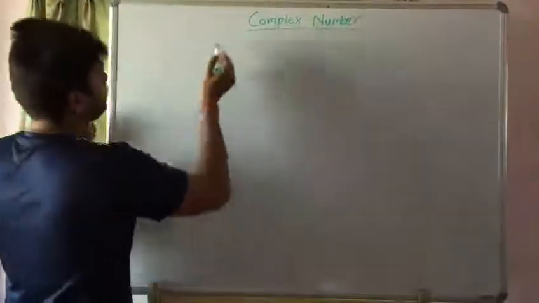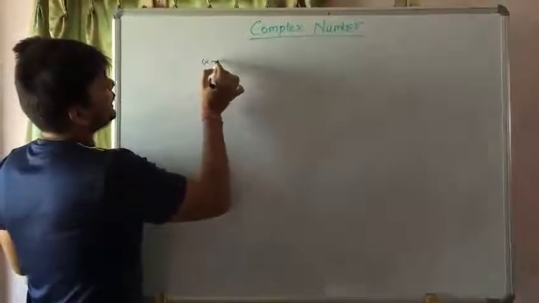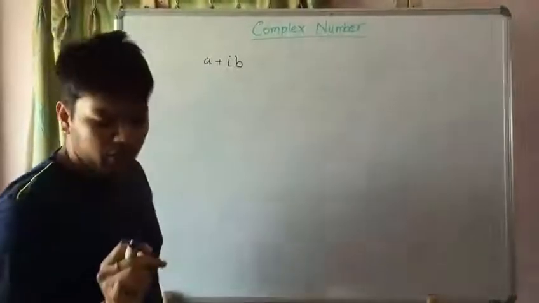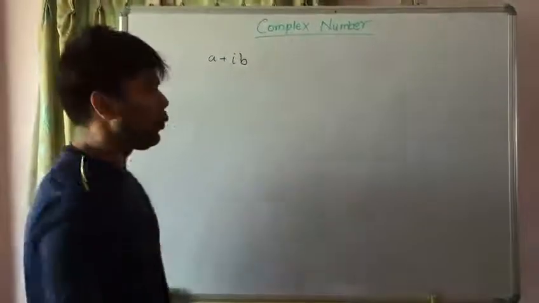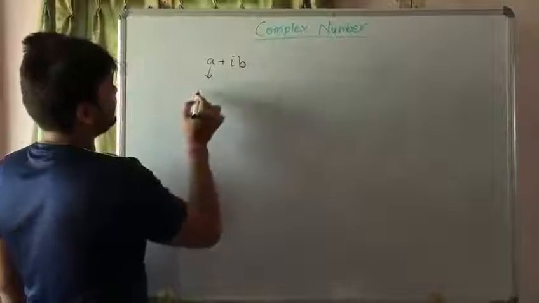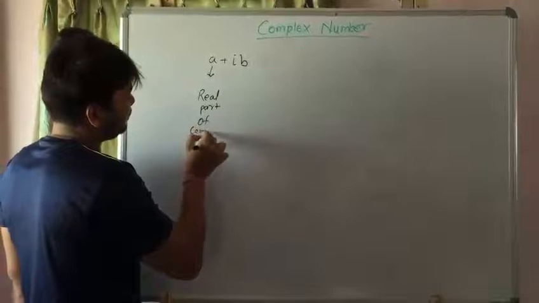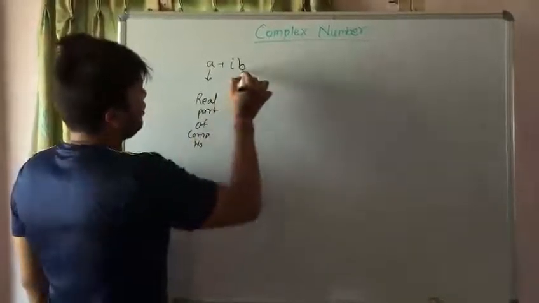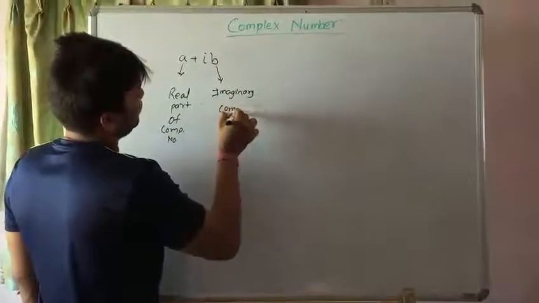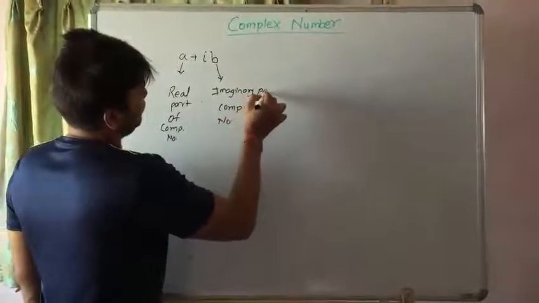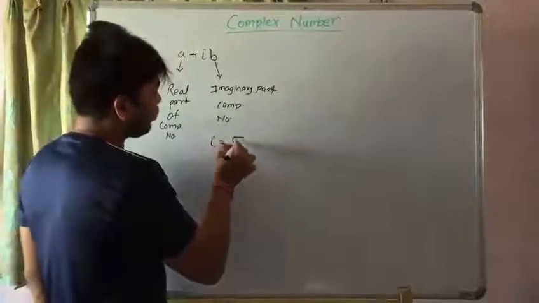Okay, what is a complex number? The number which is represented by a plus ib. I repeat, the number which is represented by a plus ib, where a is the real part of the complex number, and b is the imaginary part of the complex number, where i is nothing but root of minus 1.